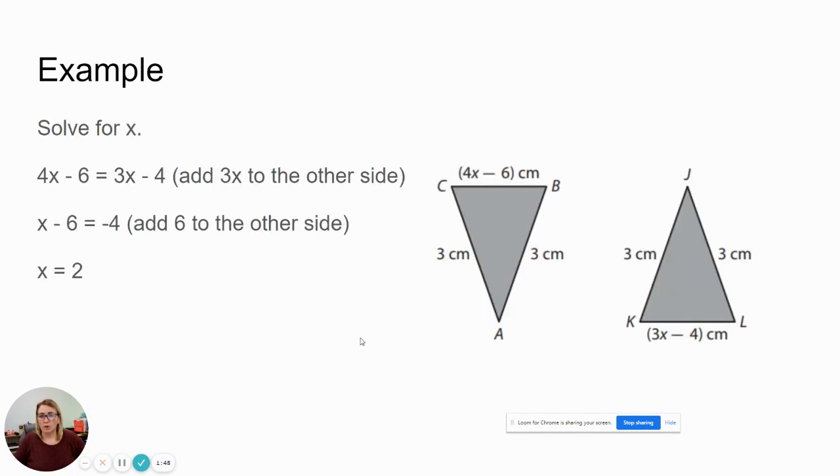Okay? So using this rule means that we can then set things equal to each other. So for example, these are congruent. We got two sides that are 3. So now we're going to force the other two sides to be equal by setting them into an equation. So basically we're going to say that this 4x minus 6 and 3x minus 4 are equal. So we're going to set it into an equation. And then step by step, we are going to solve it.